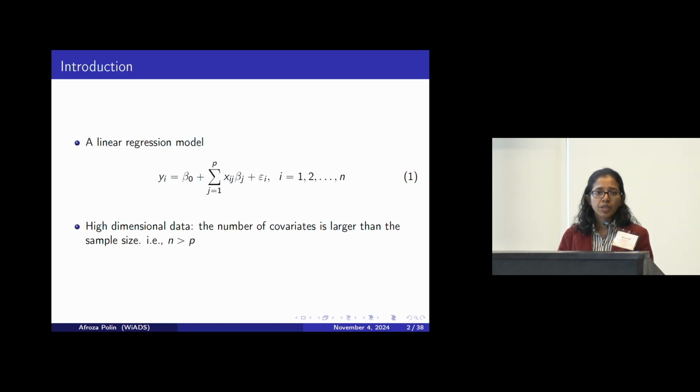Especially in genetics, we have so many variables, so it's important to understand which variables are important, because not all of them are. By the definition of high-dimensional data, the number of covariates, that means the number of predictor variables, is larger than the sample size.